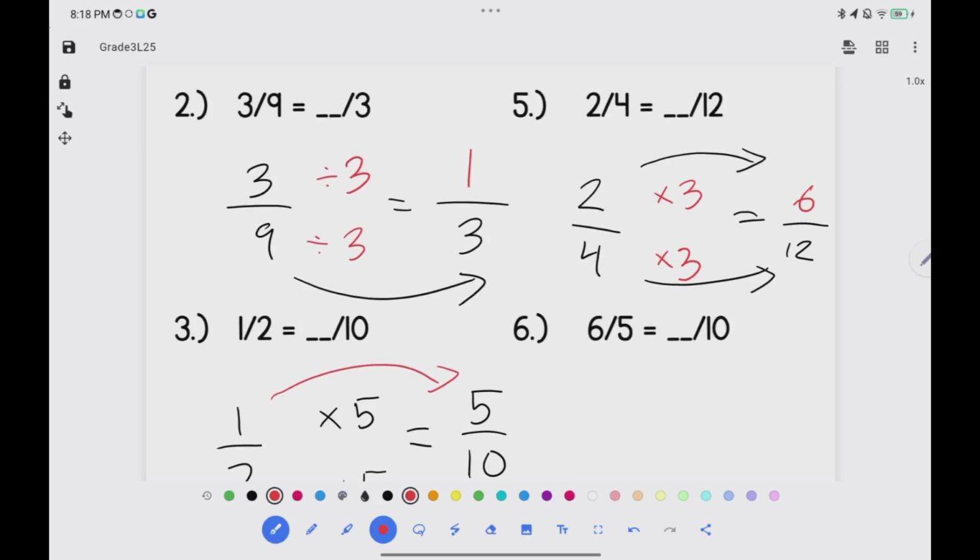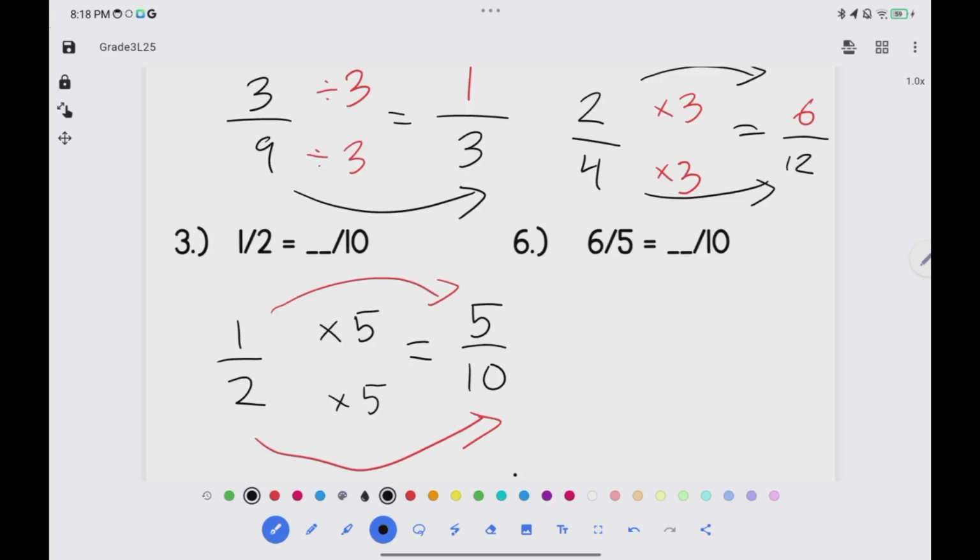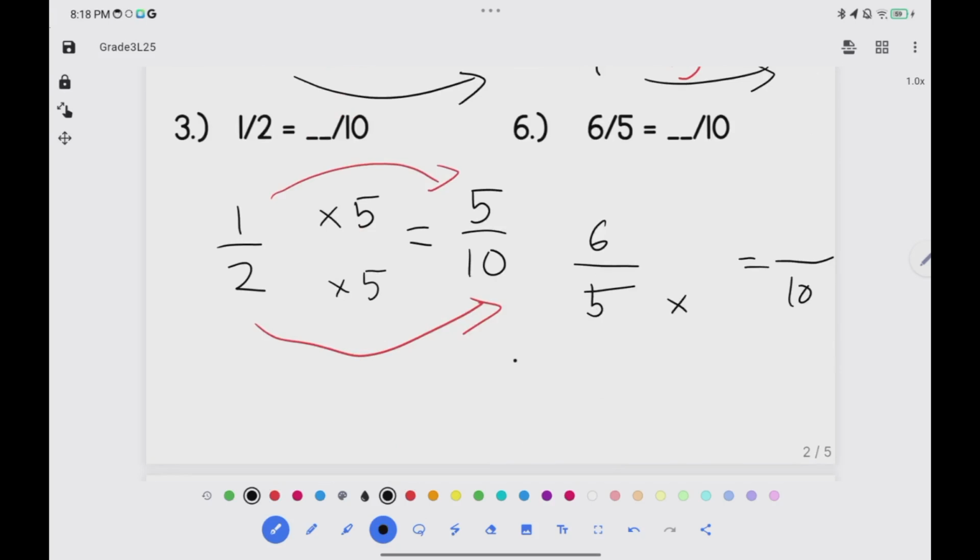6 over 5 equals something over 10, like I keep repeating. So what do we have to do? We have to multiply 5 by 2, and whatever we do to the bottom, we do to the top. So 6 times 2 is 12. So 12 over 10. The missing number is 12.